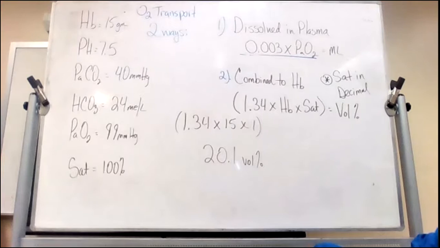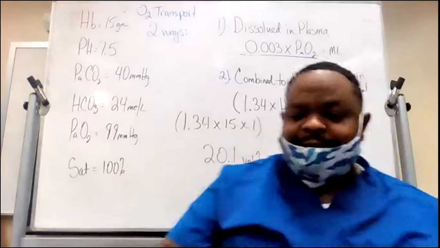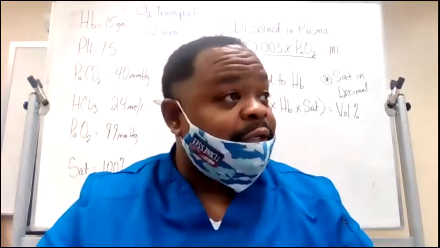All right, well, let's take a 10-minute break and we're going to come back and do both. I'm going to give you some values. You're going to tell me how much is dissolved in his plasma, how much is combined to his hemoglobin, and then you're going to tell me his total O2 content. All right? So I'm going to pause, and we're going to take a break, come back at 2 o'clock.